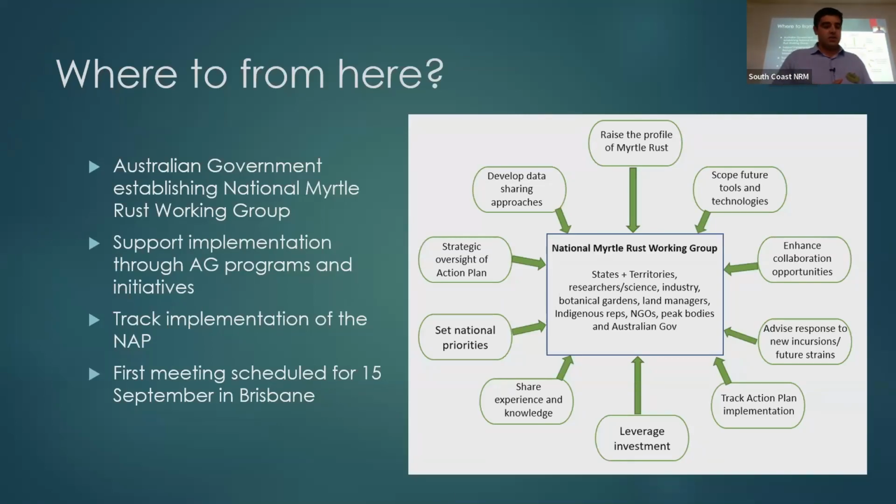Finally, just on myrtle rust, where to from here? I guess we are getting increasingly involved in coordinating some work on myrtle rust, and so we're setting up a national myrtle rust working group, which will support a nationally coordinated approach to tackling this threat. It includes supporting implementation of the National Action Plan as it currently stands through Australian government programs and initiatives such as the Threatened Species Strategy, and the group will also track implementation of the National Action Plan as well. So our first meeting is scheduled for 15th of September in Brisbane, so please watch this space.